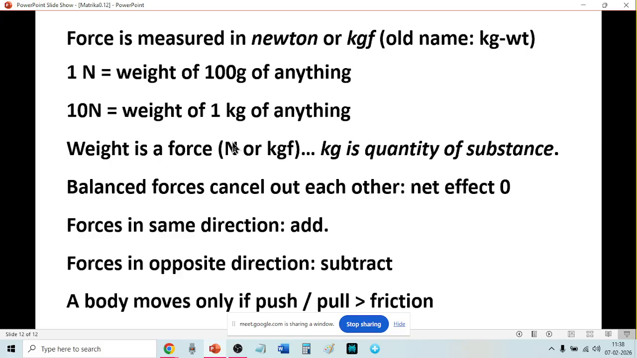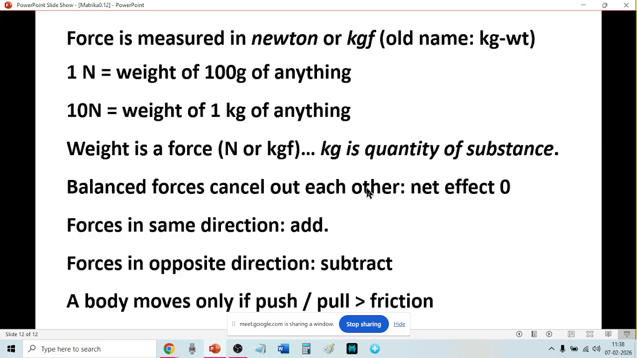When you say Newton, it is a force. When you say kgf, it is a force. When you say kg, it is a quantity. Right? So 100 grams of anything, the weight is 1 Newton. 1 kg of anything, the weight is 10 Newtons or 1 kgf.